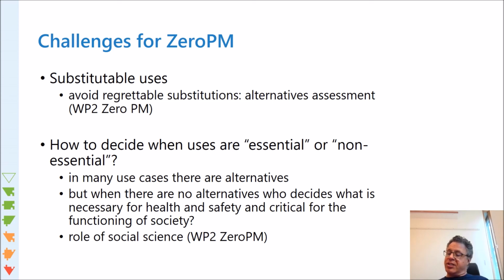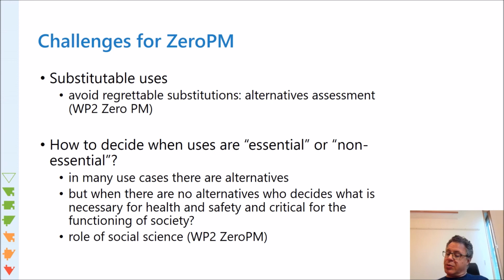Secondly, how does society decide when uses are essential or non-essential? We're often told that this is a question that society needs to answer and that we cannot answer it with detailed criteria or scientific methods. Luckily, we're only left with the challenge of determining essentiality if there are no alternatives. And often there are alternatives.